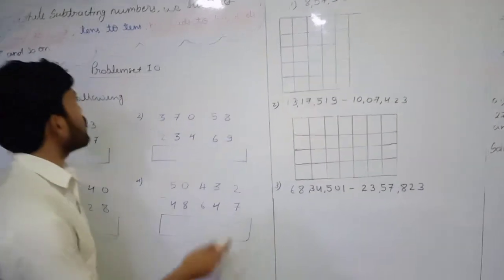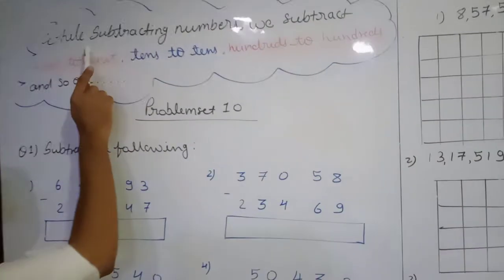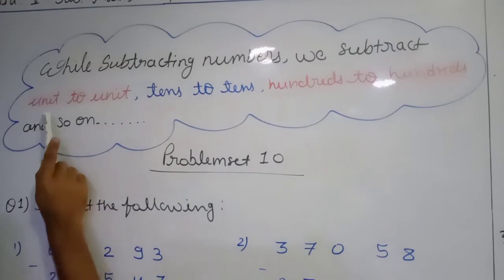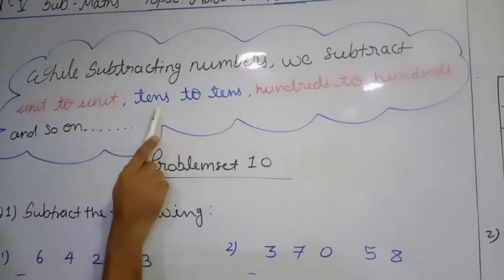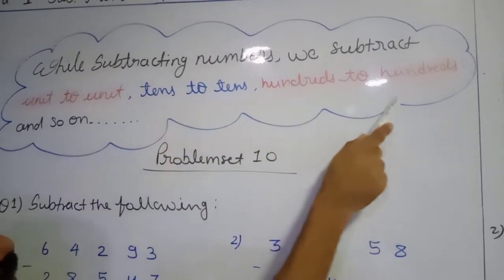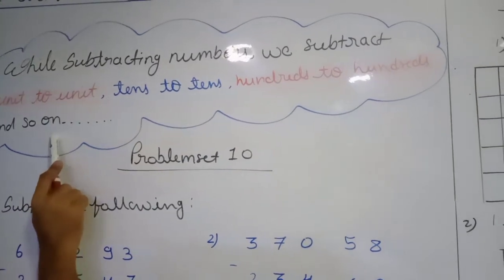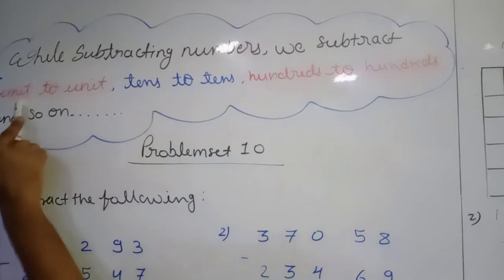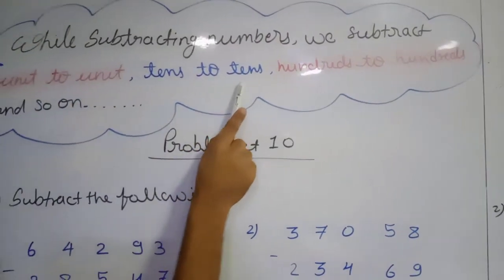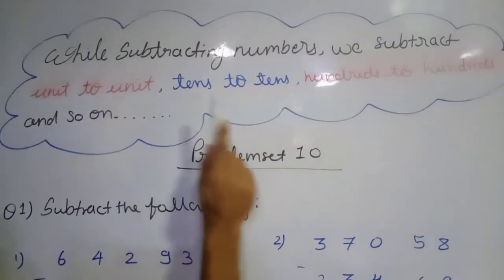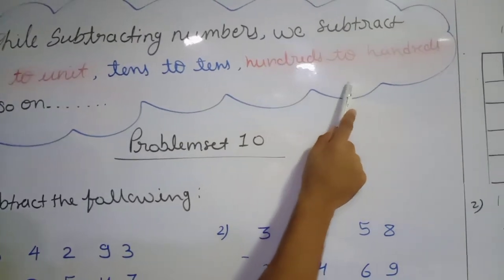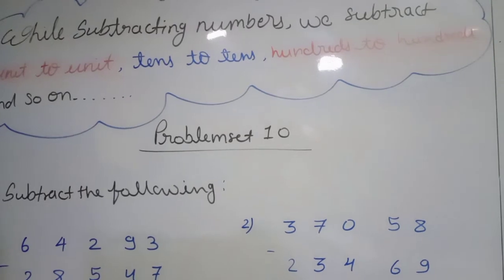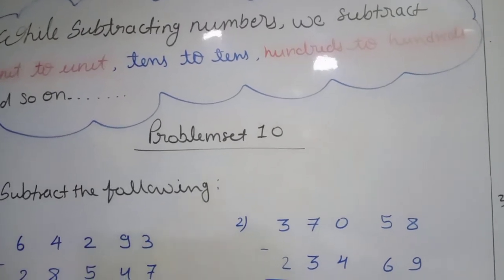Let's see. While subtracting numbers, we subtract units from units, tens from tens, hundreds from hundreds and so on. It means we subtract the digit at the unit place from the unit place only, the digit at the tens place only from the tens place, and the digits at the hundred place only from the hundred place, and so on. We have to carry forward. Let's start problem set number 10.